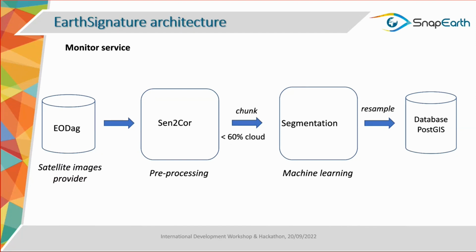We divide it, because a satellite image is heavy, so we chunk it into little parts, and we do the segmentation with the machine learning model. And after, we resample the image, and we store the segmentation in a PostGIS database, which is a Postgres database but with an extension for geographical data.